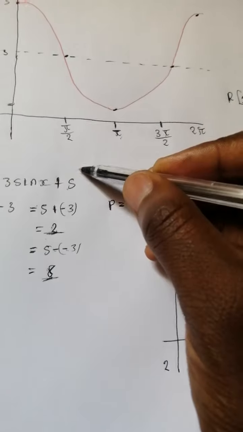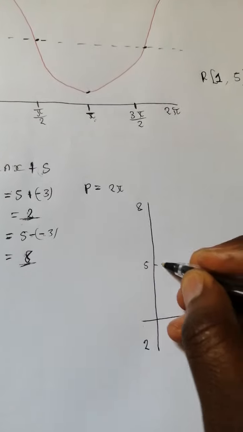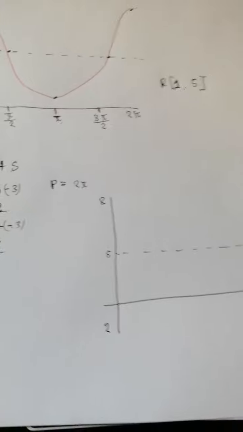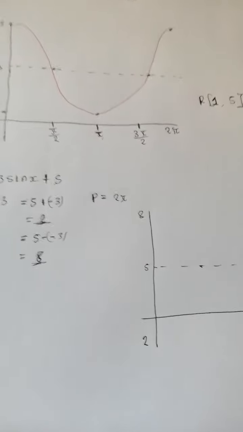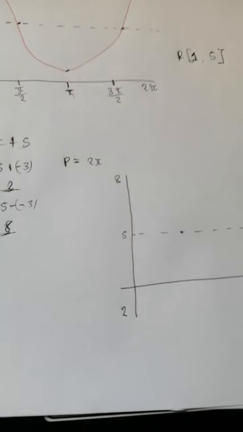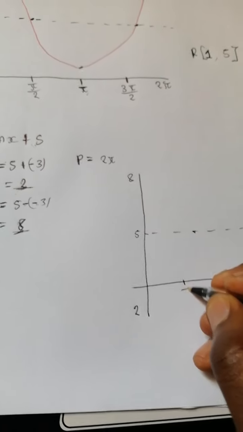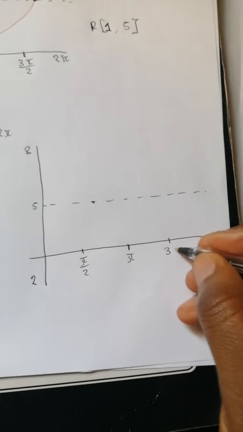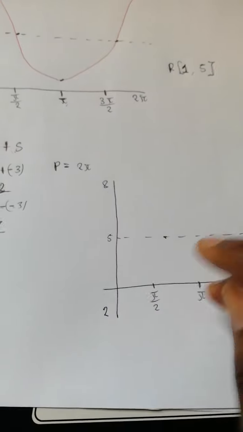And then here we have 5, which is the vertical shift. So at 5, we're going to draw a dotted line like this, at the vertical shift. Our period is 2 pi, so 2 pi, like that. And then here we have pi, here we have pi over 2, and then here we have 3 pi over 2, like that.